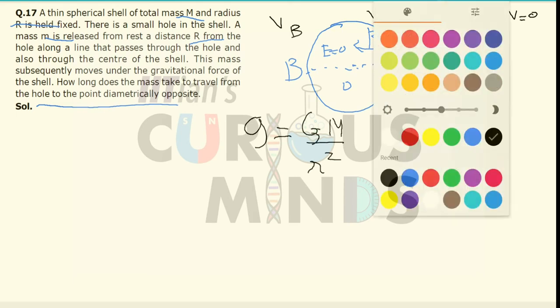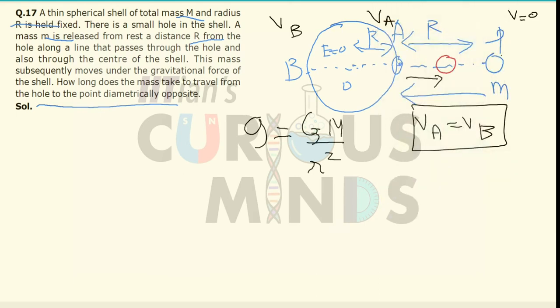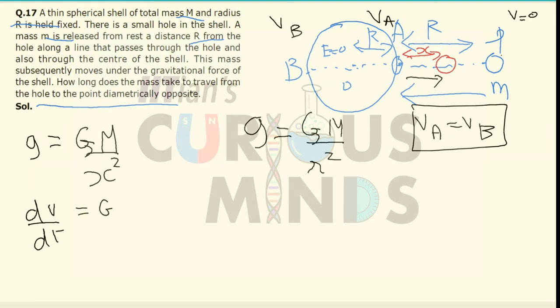Let me say that the body arrives somewhere in between, when its distance from the center is equal to x. In that case, the acceleration of the body will be equal to GM divided by x square. So the acceleration can be given as the differentiation of velocity with respect to time, dv/dt, which is equal to GM divided by x square.